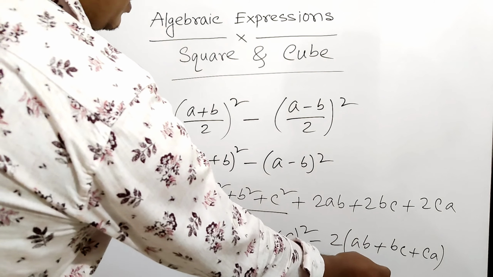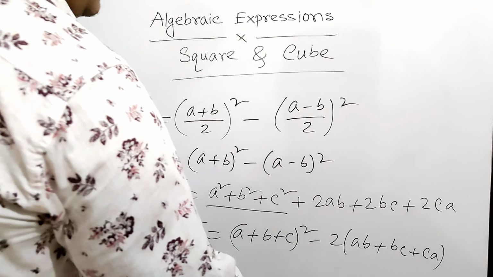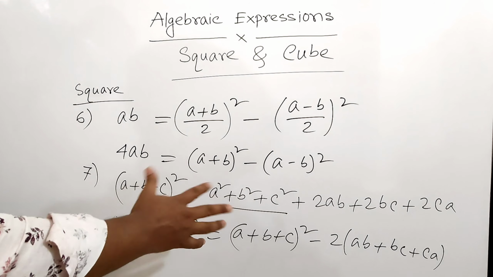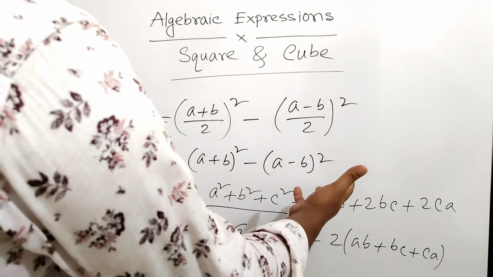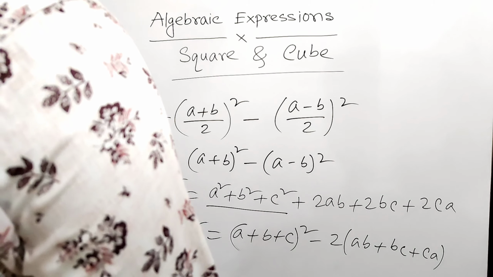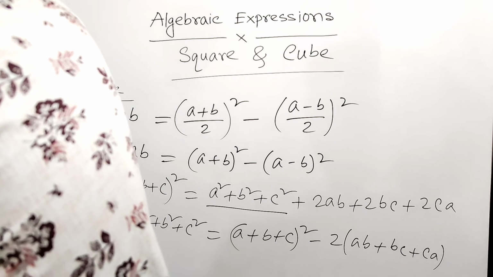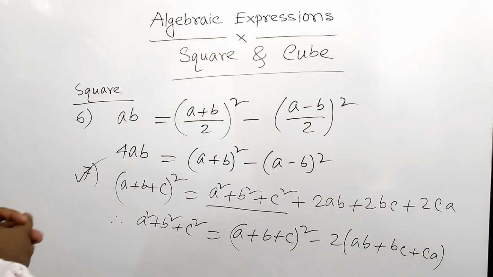If the question asks you to find the value of ab plus bc plus ca, you just rearrange this value, then you will get the formula. But this is the main formula. If someone knows this formula number 7, you can rearrange this and you can find the value according to the questions. Okay, so these are all about this square formula, and you must need to know this formula for solving the sums from exercise 3.1. Okay, now I'll show some formula for the cube.